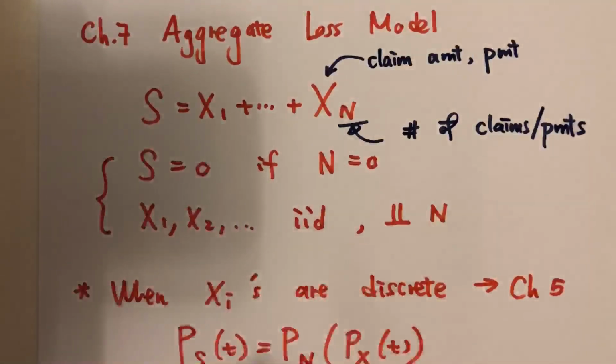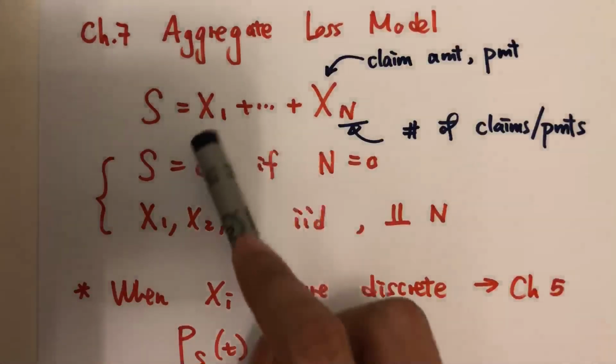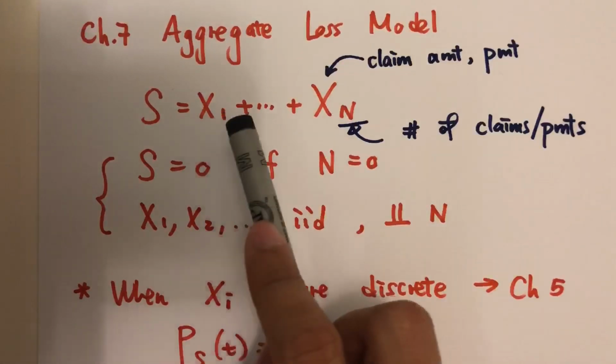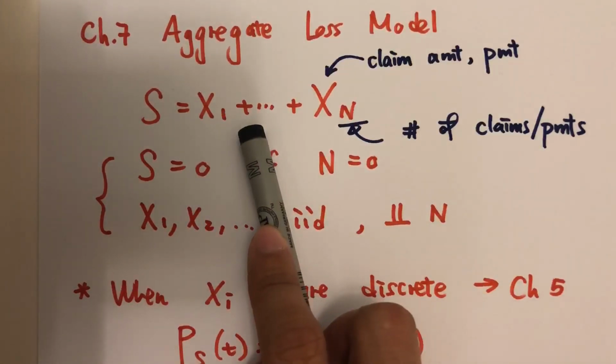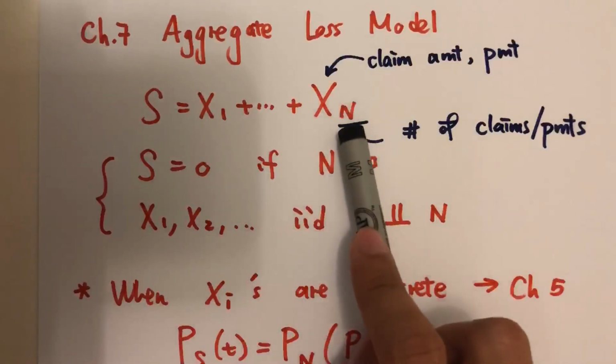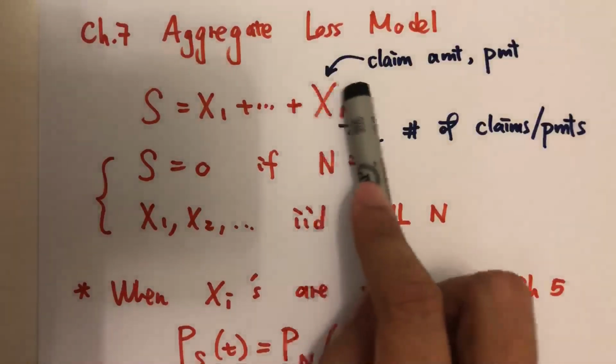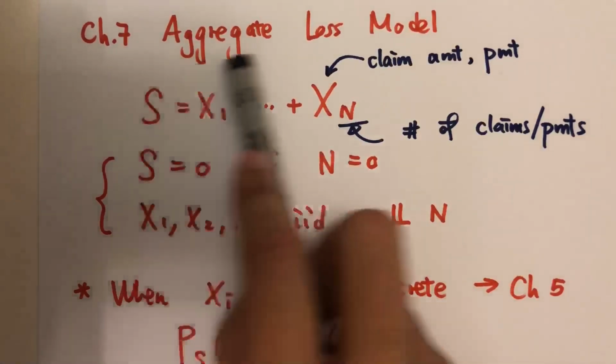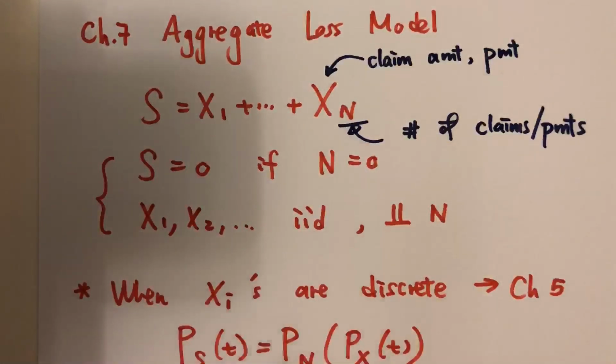So this S represents the aggregate payment. For example, X1 is the payment from the first accident, X2 is the payment from the second accident, and so on, and there are altogether N accidents, and capital XN is the payment from the last accident. That's why this S represents the aggregate payment. Now we are interested in finding the distribution of S.